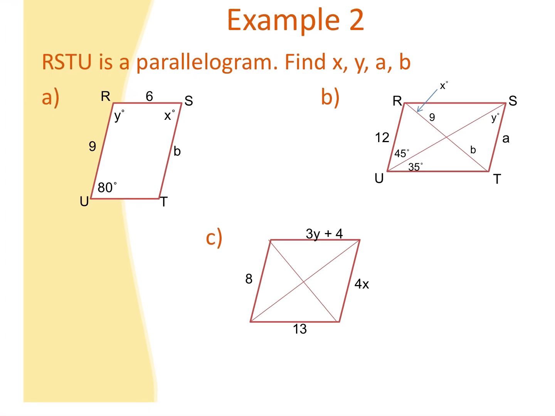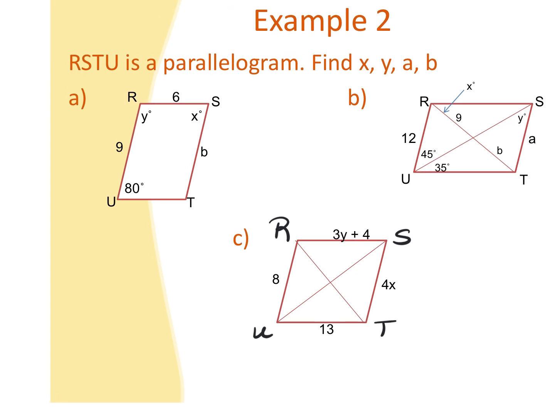Now, C was missing the vertices. So let me add in the RST. So R, S, T, and U. Also in the first picture, let me add in an A here. It didn't have a variable A. So it wants me to find what A, B, X, and Y are. And this is what you're doing in the homework. Now, some of them are pretty simple like this.